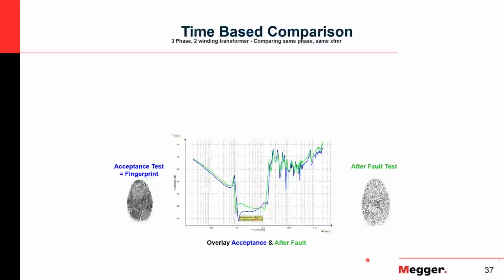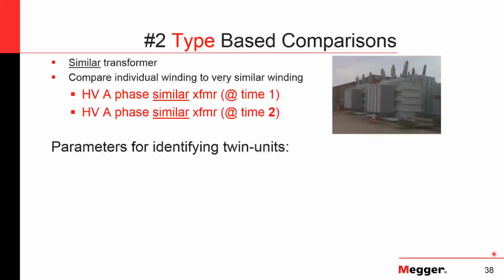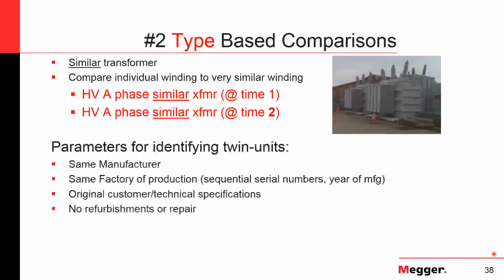The next thing, of course, is the type-based comparison, where you have two similar transformers that have consecutive serial numbers or close to each other. What I mean by that is you could even have serial number A1 and then an A2, and those are comparable, or A5 and A6.